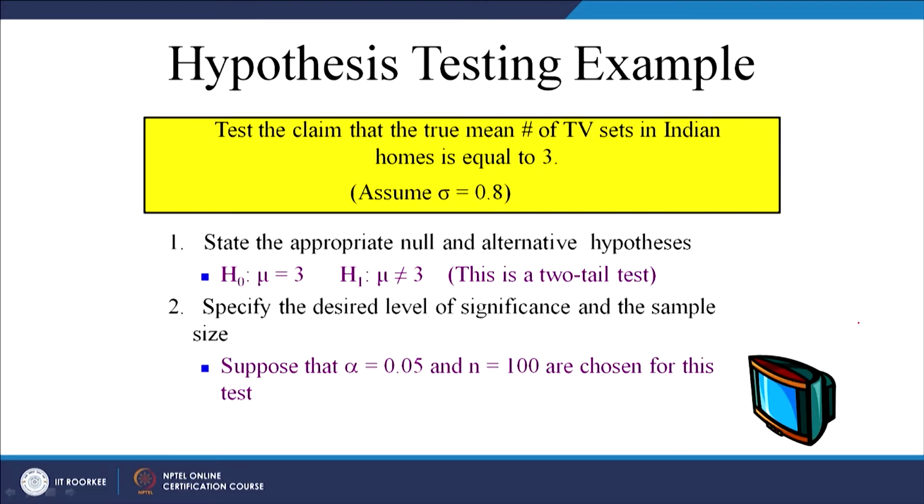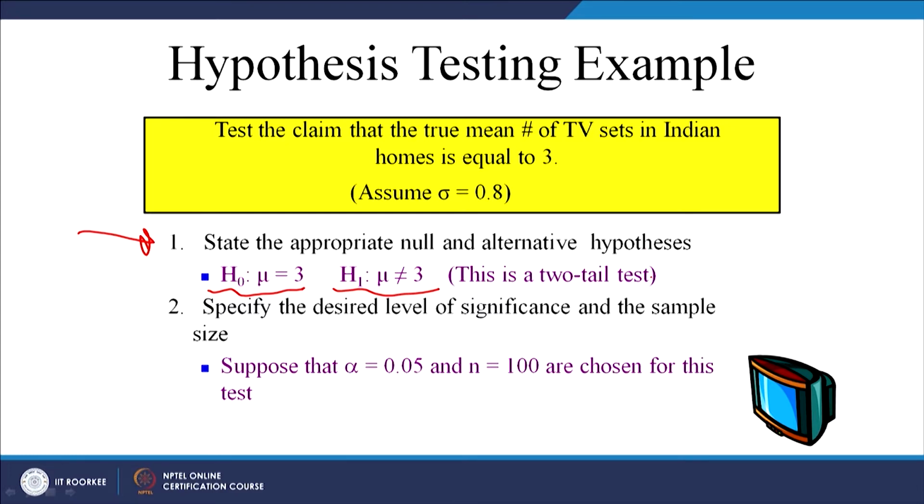Let us look at one more example. We want to test a claim whether the average number of TV sets in Indian homes is 3 or not. So, our null hypothesis is that the average number of TV sets in Indian homes is equal to 3, and the alternative hypothesis is not equal to 3. Which test will we be using? It is a two-tail test.